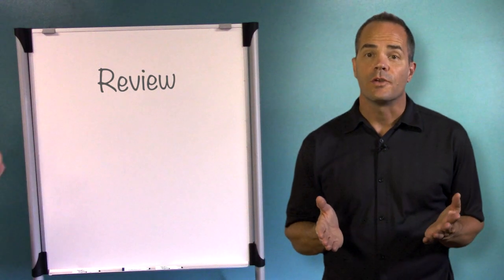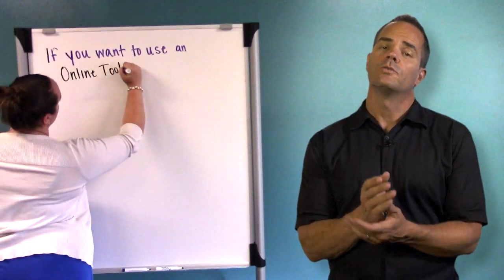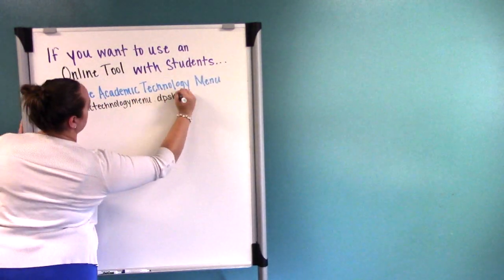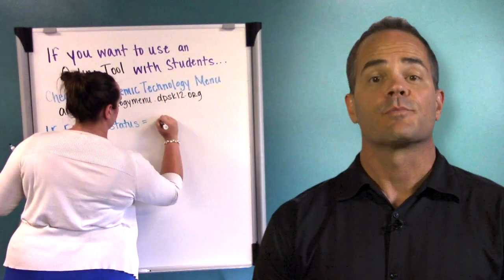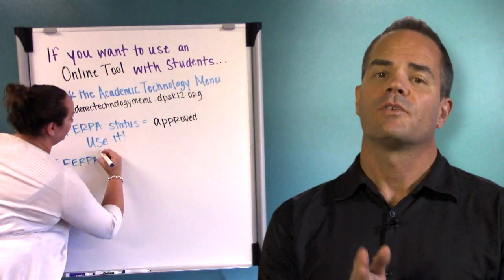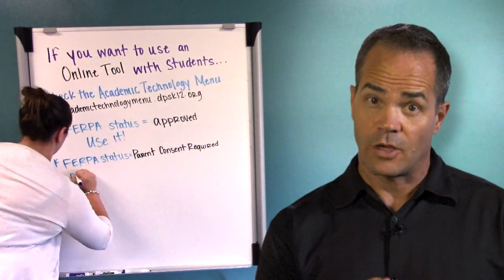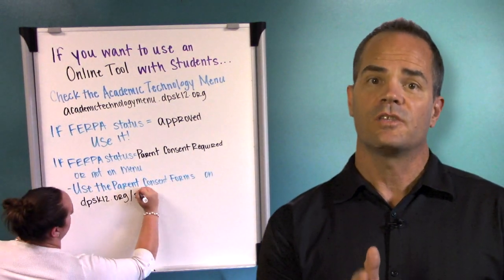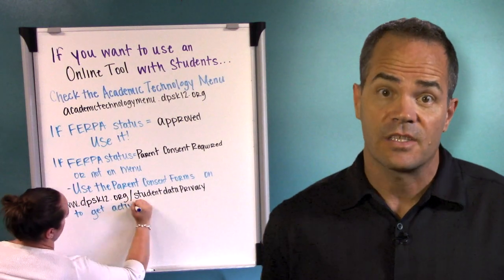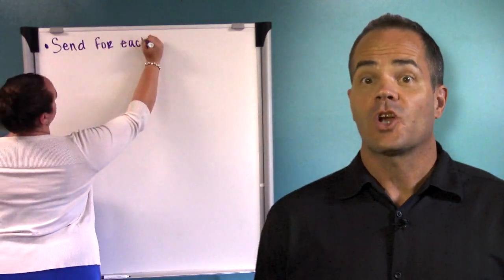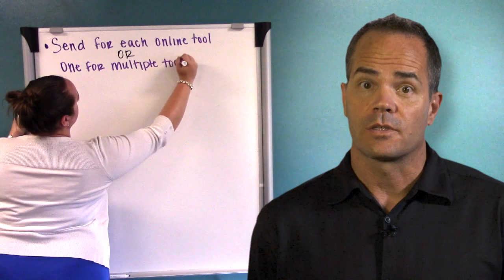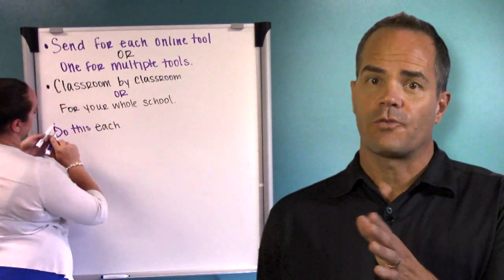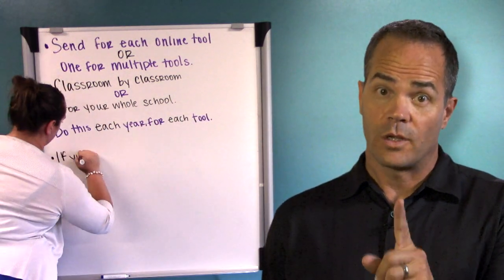So, let's review. If you want to use an online tool with students, check the academic technology menu. If the tool's FERPA status is approved, use it. If the tool's FERPA status is parent consent required, or if it's not on the menu, use the forms on the Student Data Privacy website to get active consent. Send one for each online tool or one for multiple tools, classroom by classroom, or for your whole school. Do this each year for each tool, and keep the forms for 1 school year.